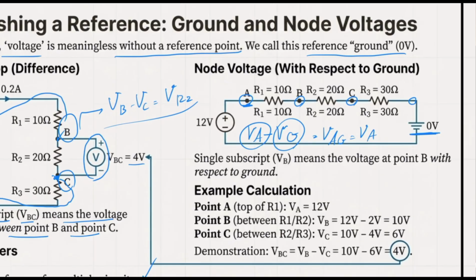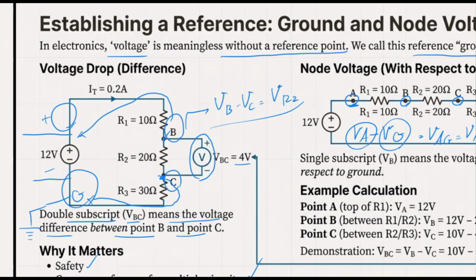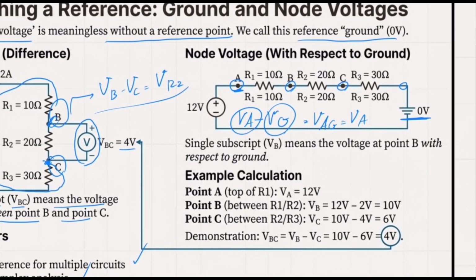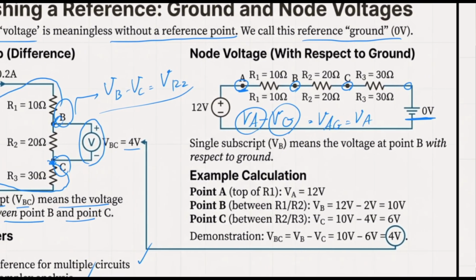When you have 2 points where none of them is ground, we consider it a voltage drop. So at this point, A is going to be my node, B is going to be my node, C is going to be my node, and each time I would like to find the voltage difference between that specific point and ground. When you have a single subscript, it means the voltage at point B with respect to the ground. For example, the point A, the top of R1, VA is going to be 12. It means how much is the voltage difference between this point and ground itself.